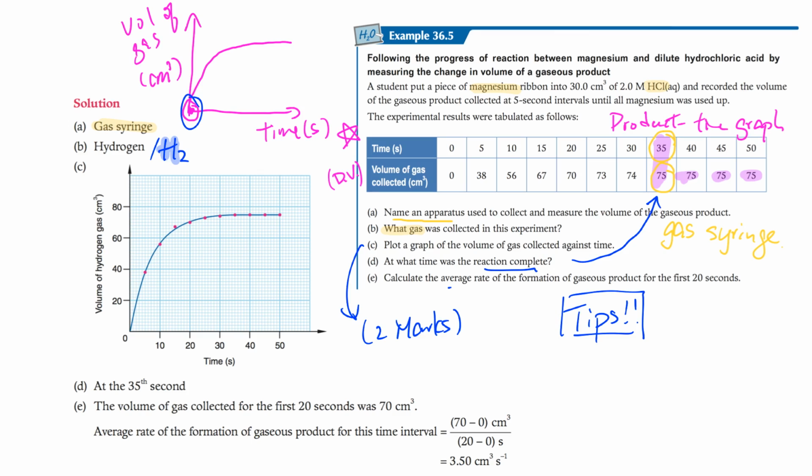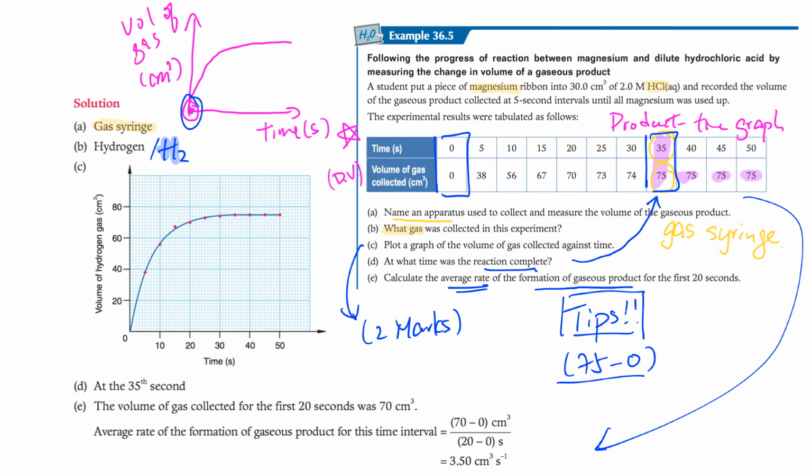Okay, so calculate the average rate of formation of gas product. You see that for the average rate, you just need this data and also this data, right? Two-point form. So you just use the two-point form here, then you can do the calculation. Basically you just have 75 minus 0 over 35 minus 0. Remember this time we're having cm cubed, so the unit has to be cm cubed per second. So you can see that actually we don't need a graph at all. If you find you don't have sufficient time, just skip the graph.